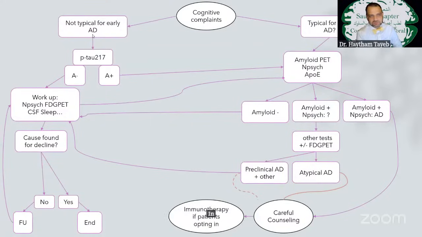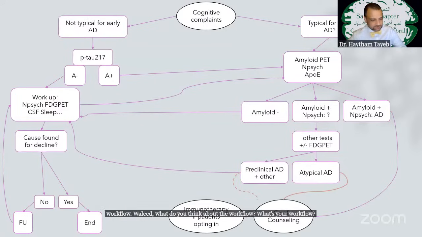In cases where it's not a typical presentation of AD, I get plasma p-tau 217, and if it's positive, I go back here and try to pin it down as AD or not. And if it's negative, again, you're in uncharted territory trying to answer those existential questions. Any comments on the workflow? Walid, what do you think about the workflow? What's your workflow, Dr. Walid?